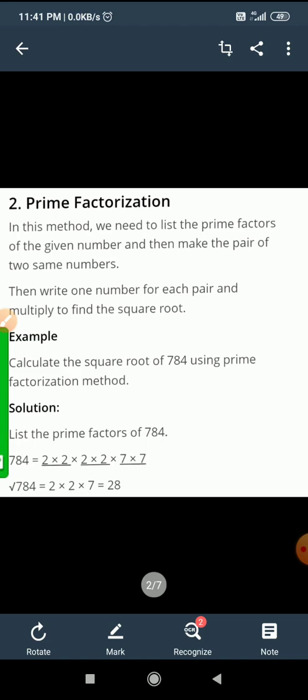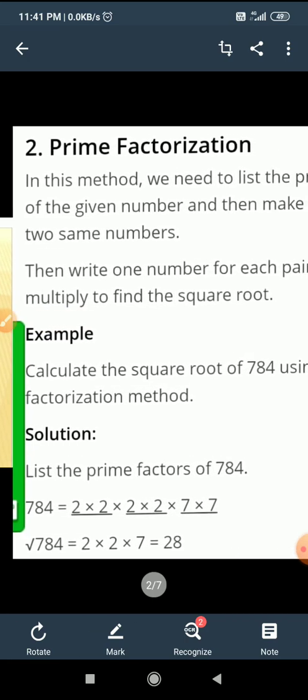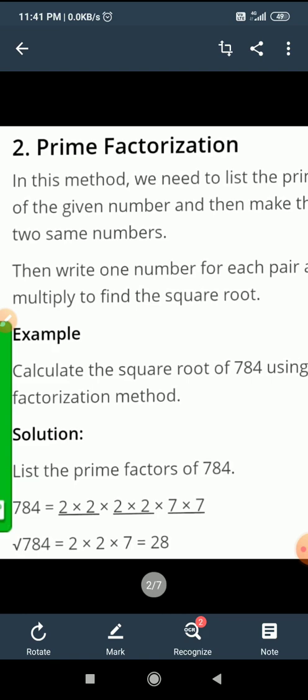To understand this, let us calculate the square root of 784 using the prime factorization method. First factorize 784. Here are the factors of 784: 2 into 2 into 2 into 2 into 7 into 7. What you will observe here is that all these factors are in pairs. So for the square root of 784, write one number for each pair, that is 2 into 2 into 7, which is equal to 28. So the square root of 784 is 28. In this way you can find the square root of any number using prime factorization.